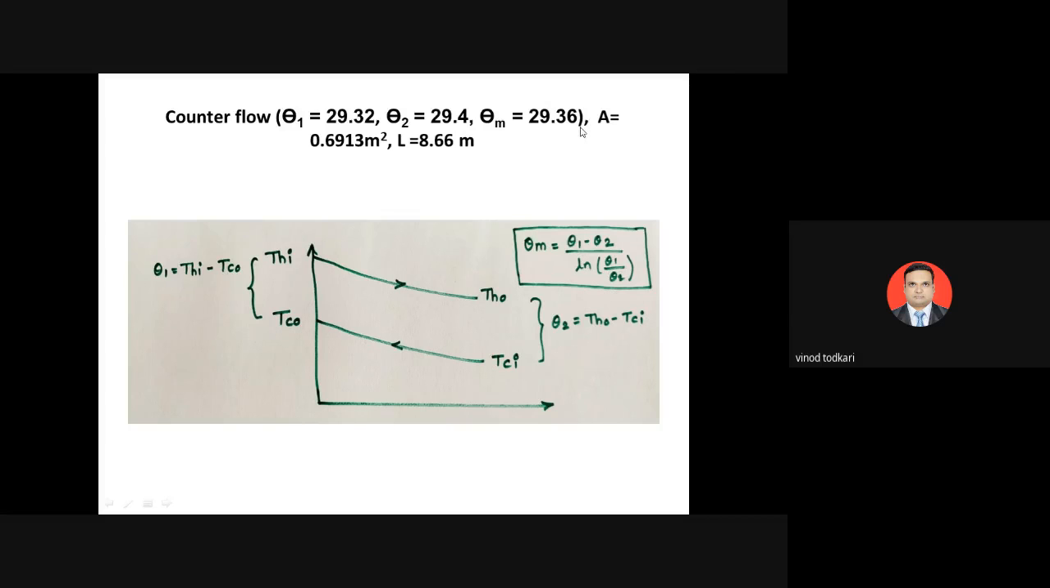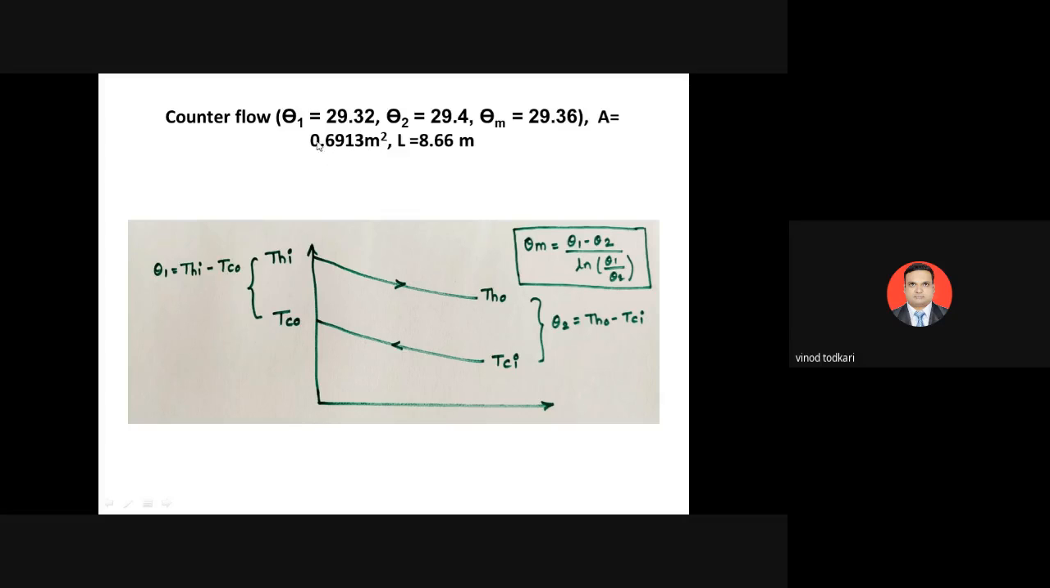What will be the last step? You will use the equation Q is equal to UA theta M. You know the value of Q, you know the value of U, you know the value of theta M. For this case, theta M is 29.36. So you can work out the value of A. For this case, for counter flow, you will get the value of A as 0.6913.